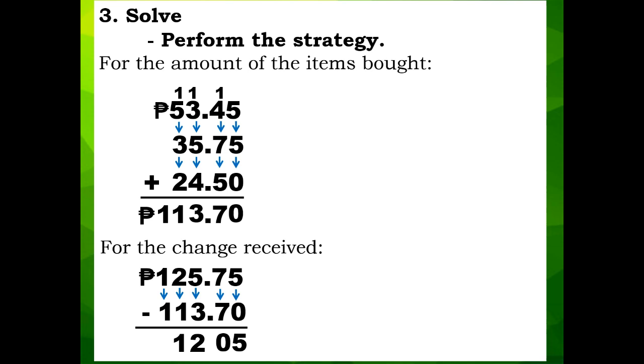The answer is 0. It is not necessary to write down the 0 digit if the sum is on the last value column because it has no value at all. Then write the decimal point in the difference directly below the decimal points in the minuend and subtrahend. Don't forget also the peso sign. So, the difference is 12 pesos and 5 centavos.